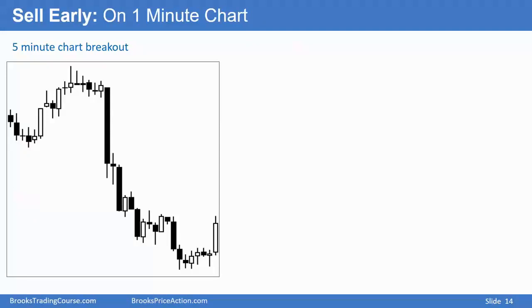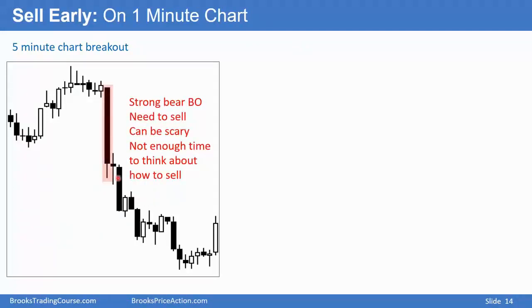We have a bear trend, strong bear breakout. Big bear bar. A lot of traders are very uncomfortable selling the close or selling the close of the bear follow-through bar. It happens very quickly, not enough time to think about how to sell. You can sell the close of the breakout bar. We have a bear bar for a follow-through bar. You can sell the close there. You could bet the reversal up will fail and place a limit order to sell the high of this bar and get filled here.